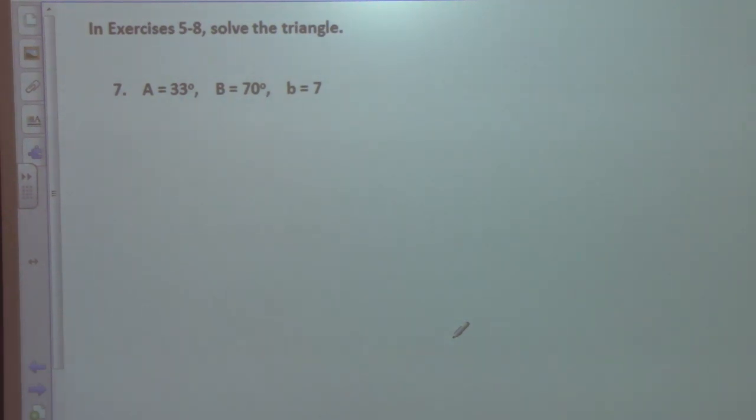Okay, I'm going to get Angel or Kayla. Kayla, you are 7. A equals 4.057 and C equals 7.258. And what'd you say C equals? 7.258. Okay, and big C is 77, and big C equals 77 degrees.